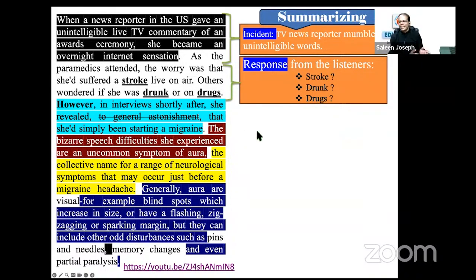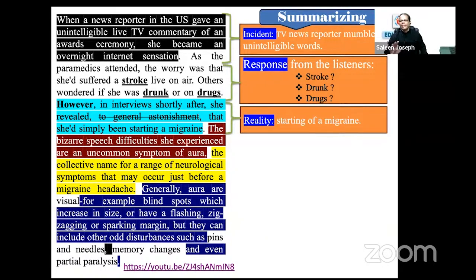However, as I said, whatever comes after however is important. However, in interviews shortly after, she revealed that she had simply been starting a migraine. The reality is the starting of a migraine. So the incident: a TV news reporter mumbled unintelligible words, which people could not understand. There was no connection between the words.